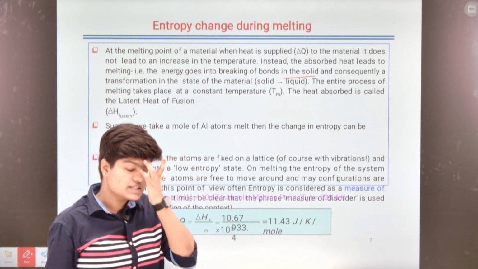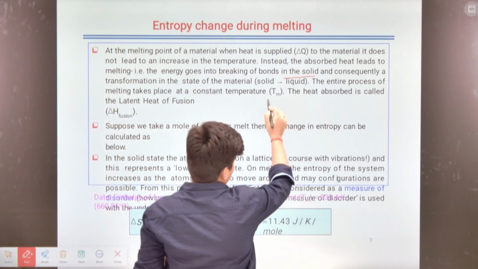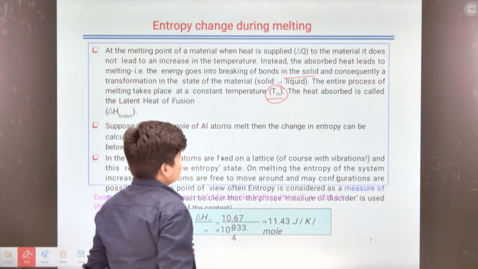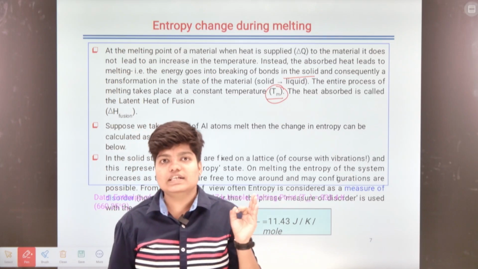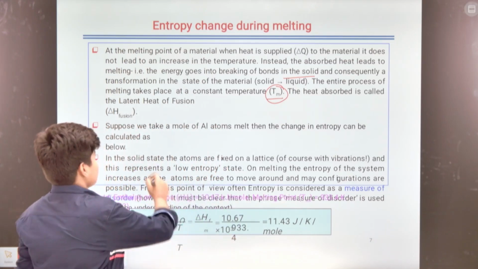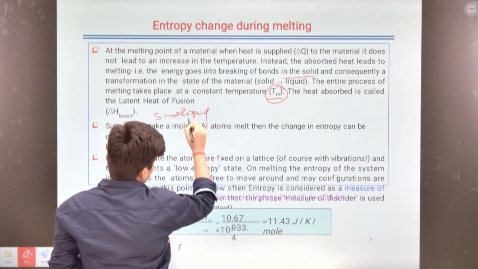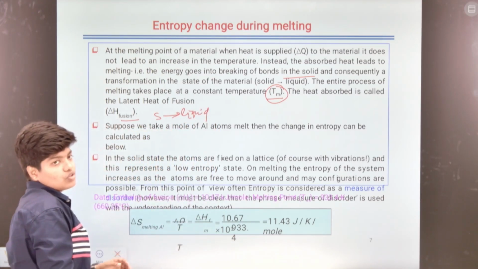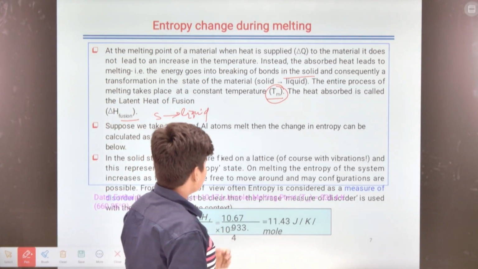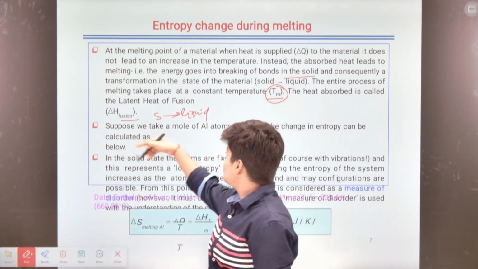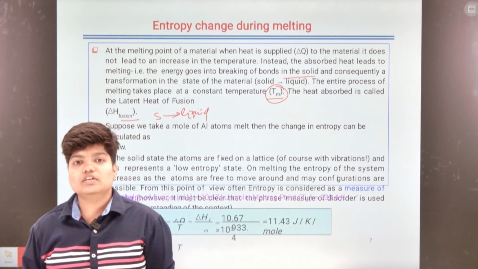And this melting happens at some constant temperature, known as Tm, the temperature of melting. And the heat absorbed from the outside source is called del H fusion. Fusion means solid to liquid. If you are changing the system from solid to liquid, the process is called fusion. So the heat absorbed we can write as del H fusion, and the temperature is Tm. By taking these two numerical values, we can calculate the entropy during melting.